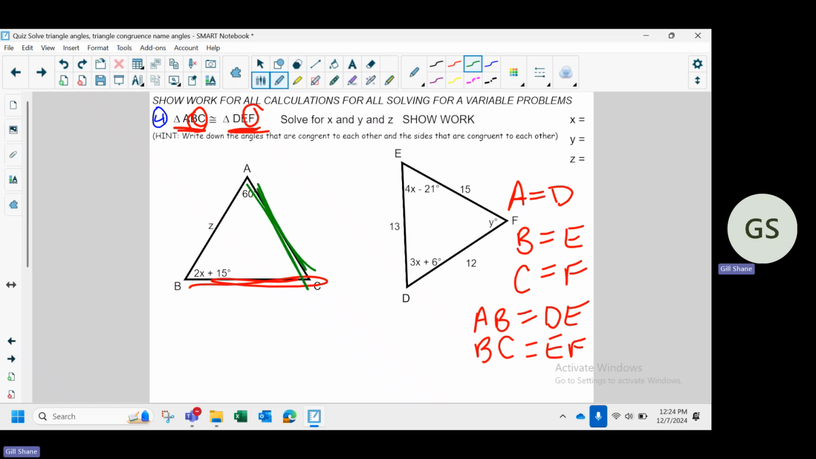And then lastly, side AC. So where is AC? AC is the first and third letter, so that is congruent to side DF. So AC is equal to DF. You just match the letters up. That right there is more than half the points without ever doing any math, just showing me you understand how to match sides.